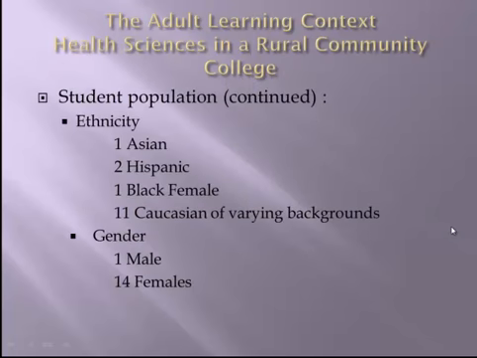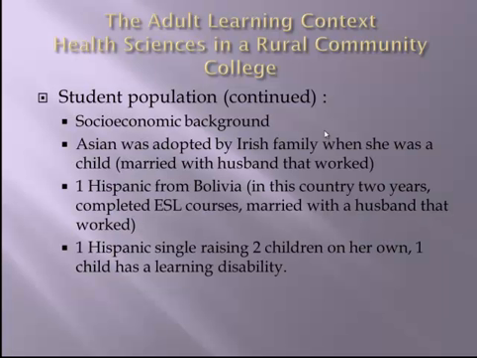So we have to discuss our student population some more. We need to discuss their ethnicity. I had 1 Asian, 2 Hispanic, 1 black female, and 11 Caucasians from varying backgrounds. Gender-wise, I had 1 male in the class, which didn't seem to bother him, and 14 females. My student population had varying socioeconomic backgrounds.